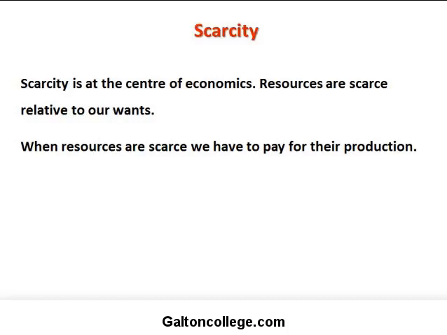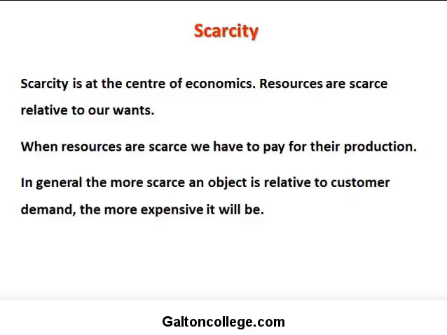So when resources are scarce, we have to pay for their production. And this is where the whole economic system really starts. It starts as this interplay between our wants and the scarce resources that are available. And we have to pay to get these scarce resources and to satisfy our wants. We might have to pay someone to process the raw materials into an item that satisfies our wants. We have to pay for the extraction of the raw material from the earth. We have to pay for the fact that it's scarce.